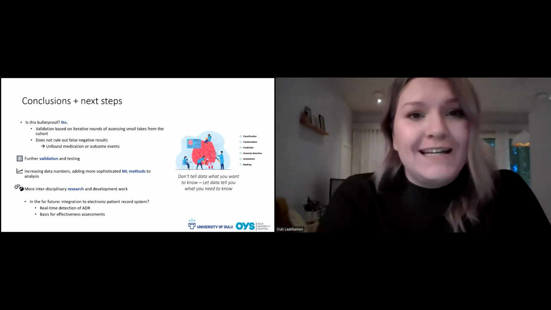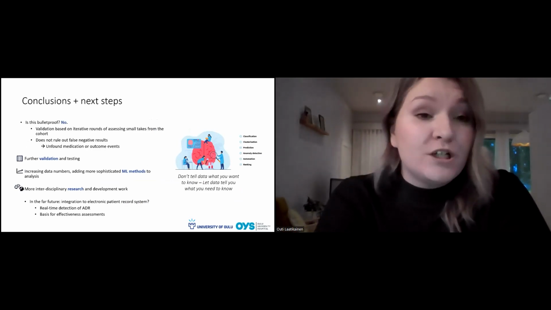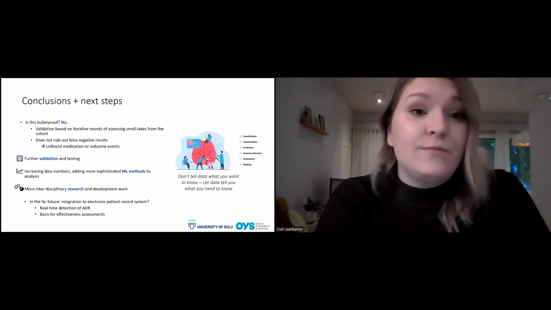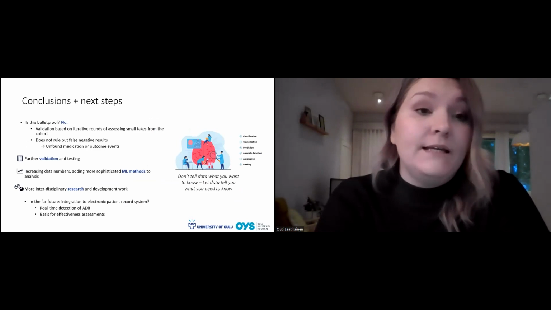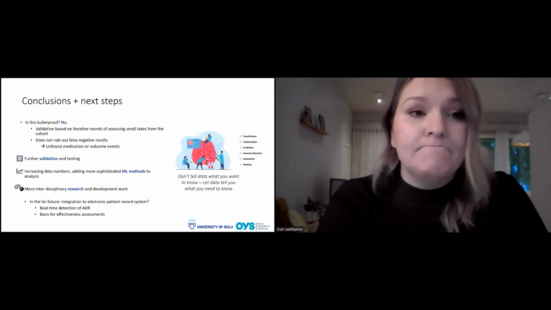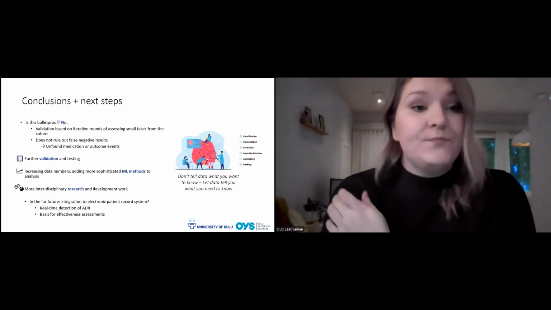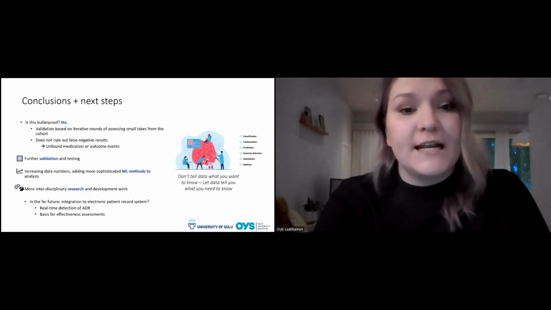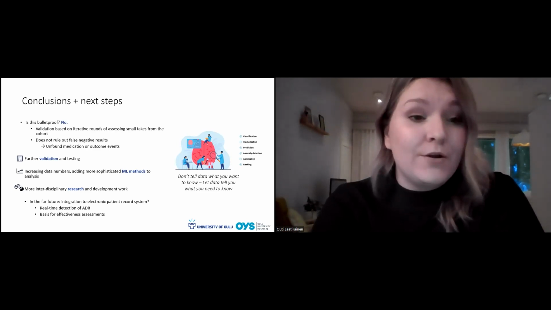So last, the conclusions and next steps. Like said, this is by no means bulletproof because of project resourcing and time, unfortunately. Our validation was based on iterative rounds and assessing small samples, so it does not rule out false negative results. We can easily have unfound medication or unfound outcome events in the reports. But overall, considering the validation we could do, we're really happy and really optimistic about these results. So in the future, further validation and testing is required, and we should increase data numbers and add more sophisticated machine learning methods to the analysis process. And this would require a lot more interdisciplinary research and development work from us.